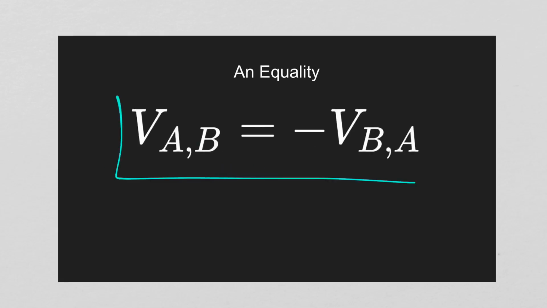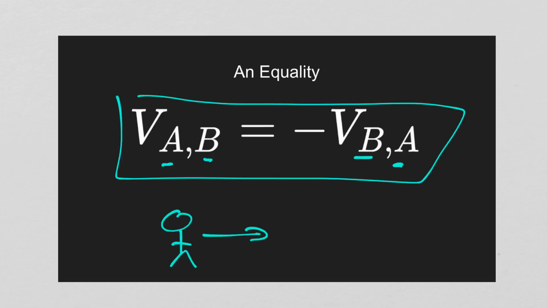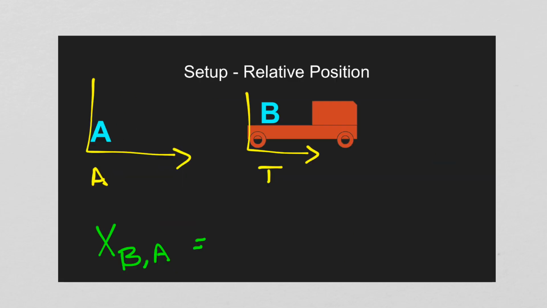Another important equality is VAB, velocity of A as measured by B, is the exact opposite of velocity of B measured by A. If we think about this, here's a person, they're running this way. To the person on the right, this person thinks this person over here is running at them. And that's where the negative flips. It's just a difference in perspectives.